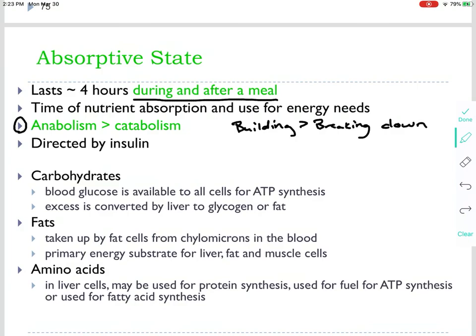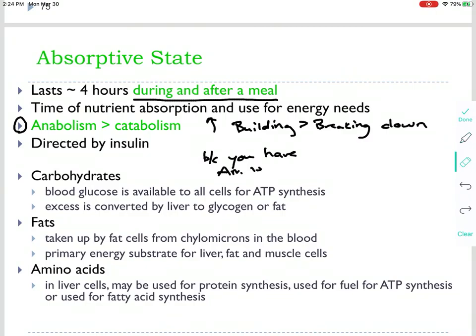This may seem counterintuitive because you may be saying, if I just ate, won't I be having a lot of catabolism because I'm breaking down nutrients? Well, sure, you're going to have some catabolism. But I'm just saying during the absorptive state, we have higher rates of building. And the reason why we have higher rates of building is because you now have the supplies. Because you have the supplies to build.